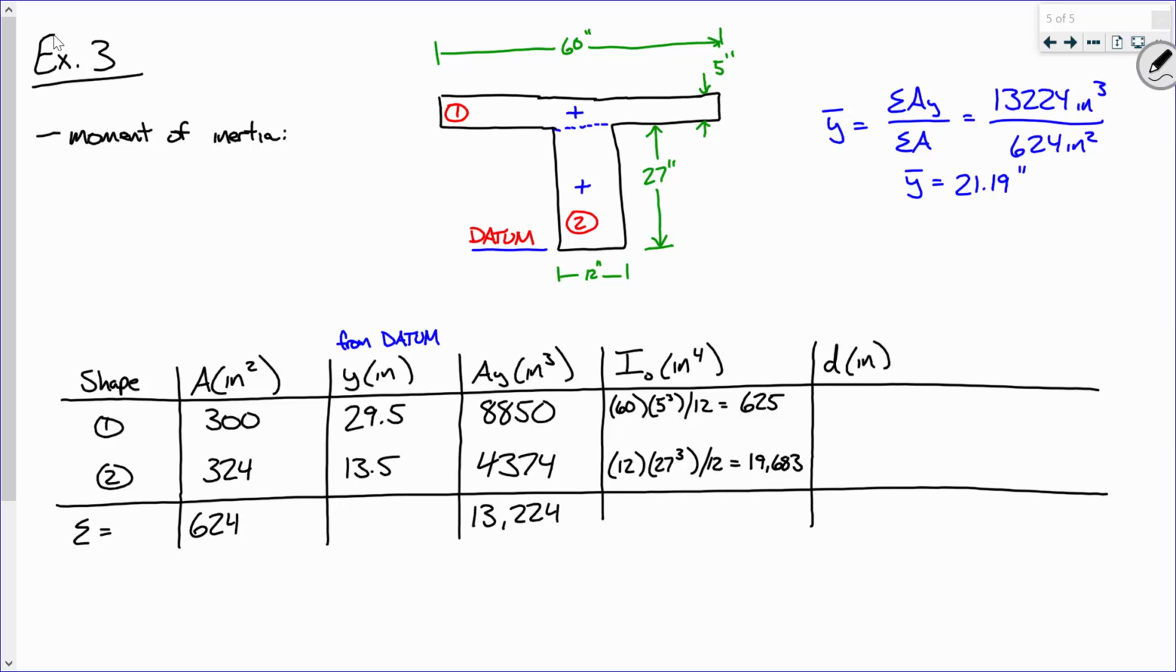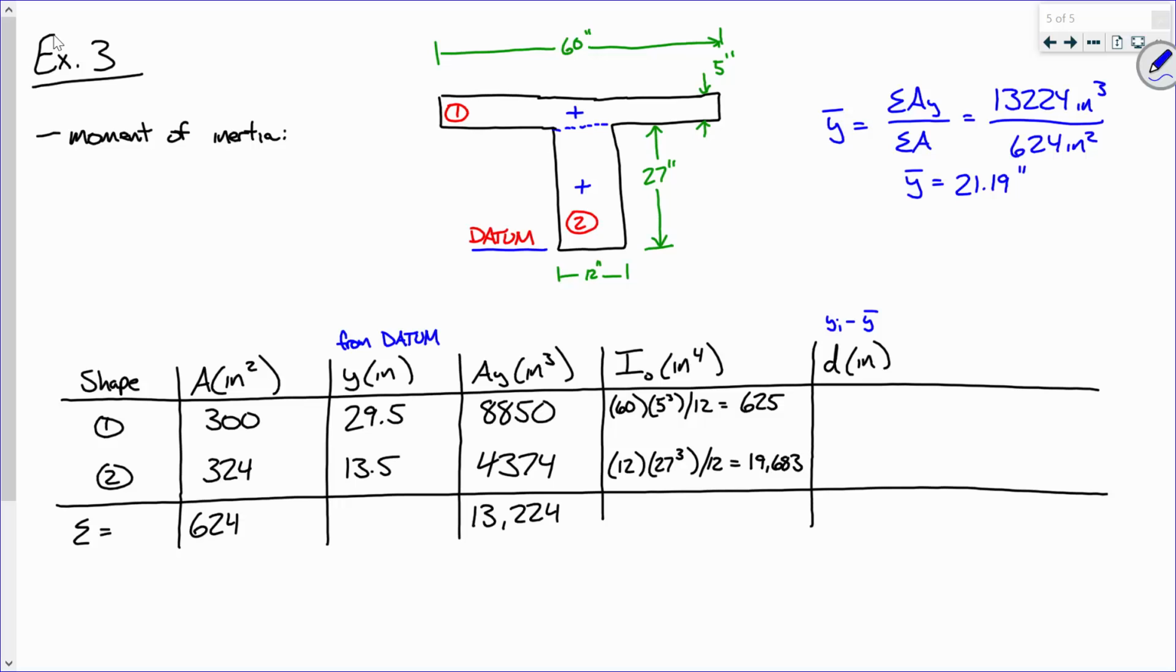Now, the d distances are the distance from the centroid of each individual shape to the centroid of the whole thing. An easy way of computing that is to just take each individual y and subtract the y bar. You could also do the subtraction in the other direction, y bar minus the y. It doesn't really matter because ultimately what we're going to do with this d value is square it. So positive times a positive is positive, and negative times a negative is positive. So it doesn't matter which direction we do the subtraction in.